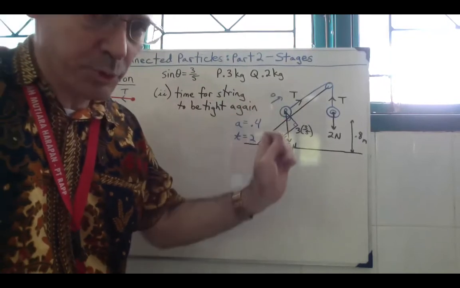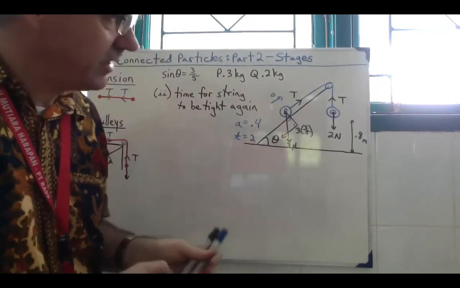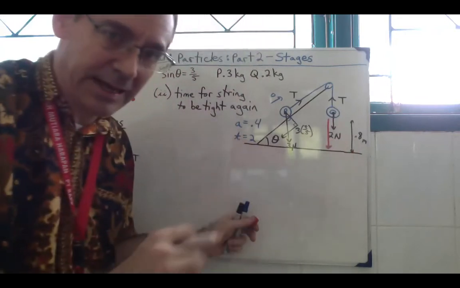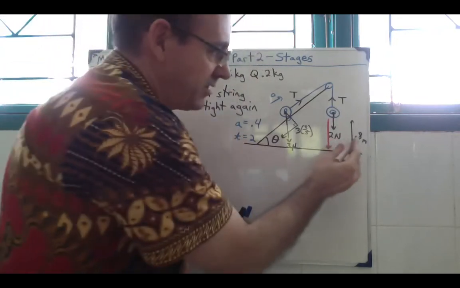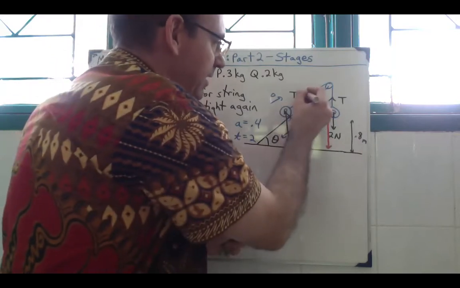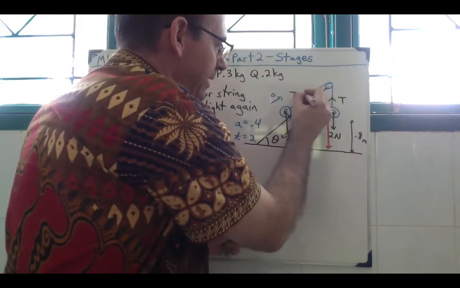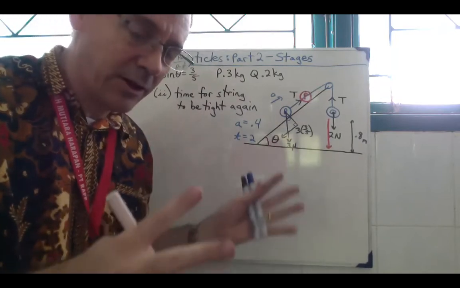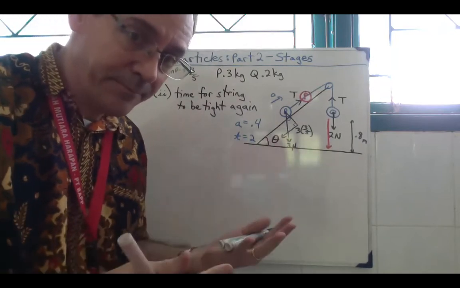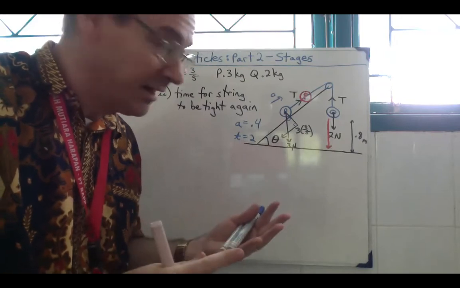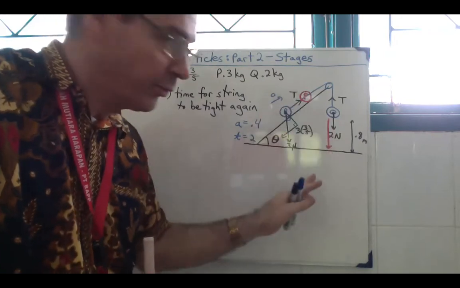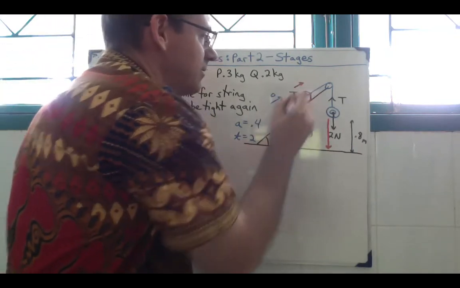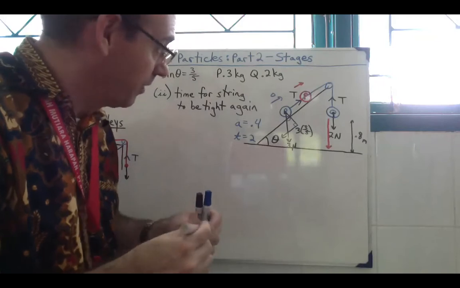This system moves. Q is going to come down and it's going to hit the floor and stop. That's 0.8 meters. This P will move up here, 0.8 meters. And when Q hits the ground, the string doesn't break, but it's not moving forward anymore because Q has stopped. But P is still moving up the slope.